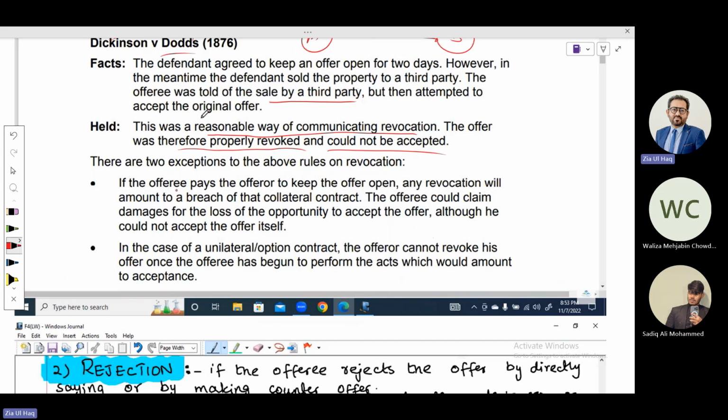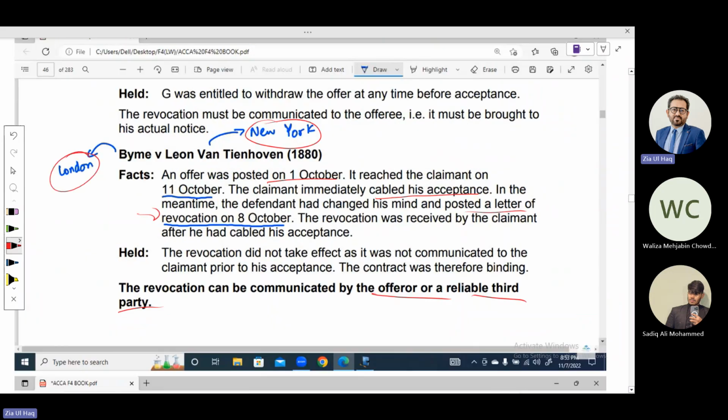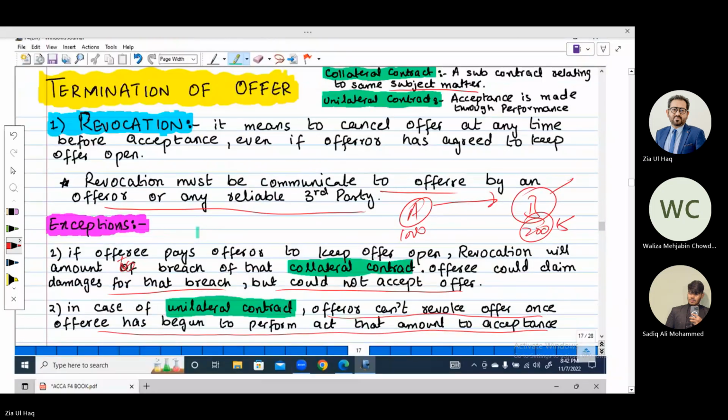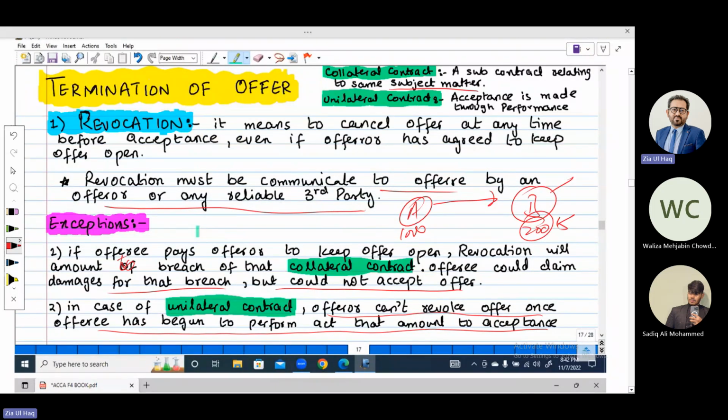If the offeree pays the offerer to keep the offer open, any revocation will amount to a breach of that collateral contract. It means, for example, that we have discussed he paid 200, and I will buy it from you within a week. If before that week he sold the mobile to any other person, he cannot say he will be liable to pay me damages of 1,000. No, he will be liable to pay only the 200 that you have paid to him.